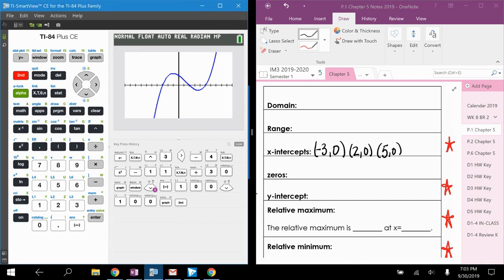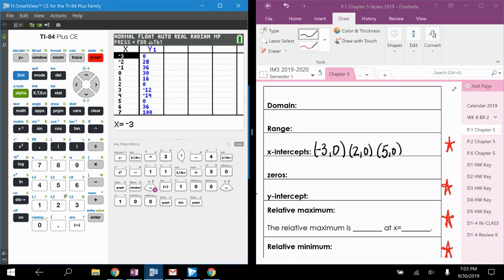If you press second table, you can see here at negative 3, 0, I'd have an x-intercept. And if I scroll down, I would have 2, 0 as an x-intercept. And I would also have 5, 0 as an x-intercept.